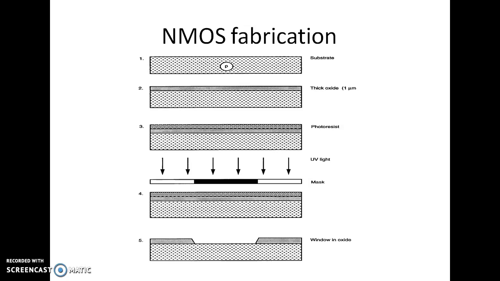In mask 4, the thick oxide overall and then cuts for contacts. For mask 5, metal deposition and pattern with mask 5. Mask 6, overall protection, overglassing. So these are all the steps of NMOS fabrication process.